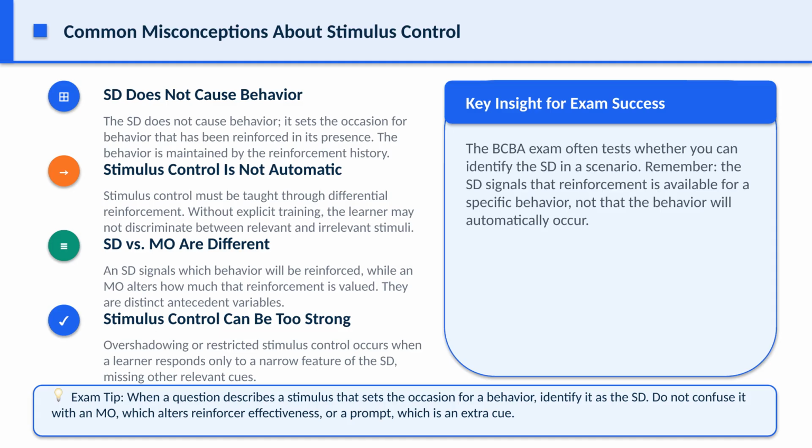It's also essential to differentiate an SD from a motivating operation. The SD signals which behavior will produce reinforcement, while the MO alters the value of that reinforcement. They are distinct antecedent variables. Be aware that stimulus control can become too narrow, as in overshadowing or restricted stimulus control, where a learner attends only to a single feature of the SD. Finally, stimulus generalization is not a failure. It is adaptive when it occurs across appropriate stimuli, like all red objects, but problematic when it spreads inappropriately. Remember, stimulus control is dynamic and can shift with new learning, extinction, or changes in MOs.